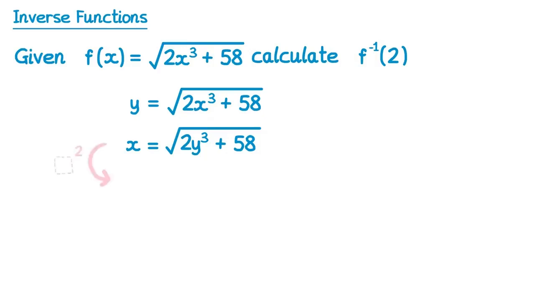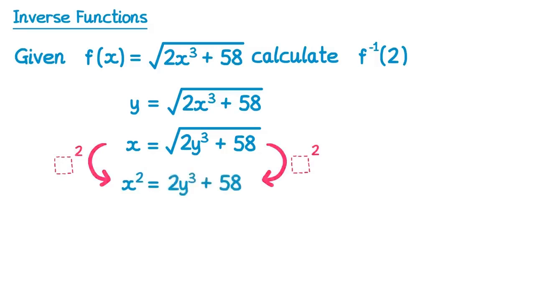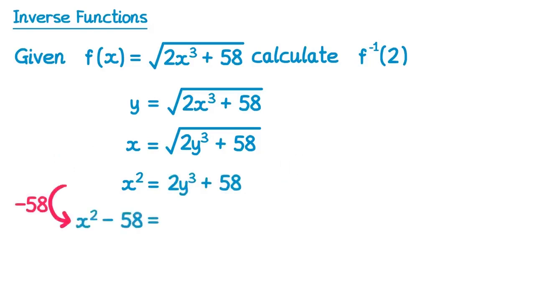If we square the left hand side, we get x squared, and if we square the right hand side, that will remove the square root, so we just get 2y cubed plus 58. The next step is to take away 58 from both sides. If you take it from the left, it's just x squared minus 58. And if you take it from the right, that will cancel the 58 and leave you with 2y cubed.